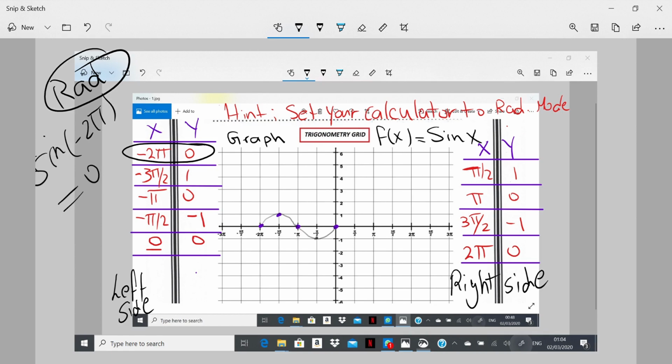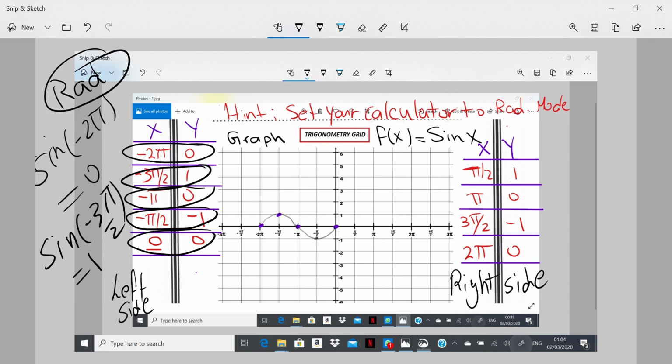Okay, and for the other one, sine negative 3 pi over 2 equals 1 for the next one. Okay, and then sine negative pi equals 0, sine negative pi over 2 equals negative 1, sine 0 equals 0. We are going to plot the points.